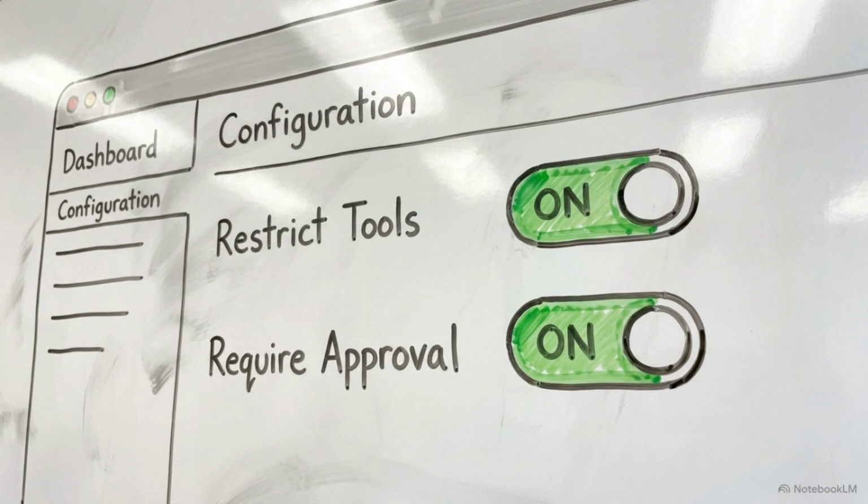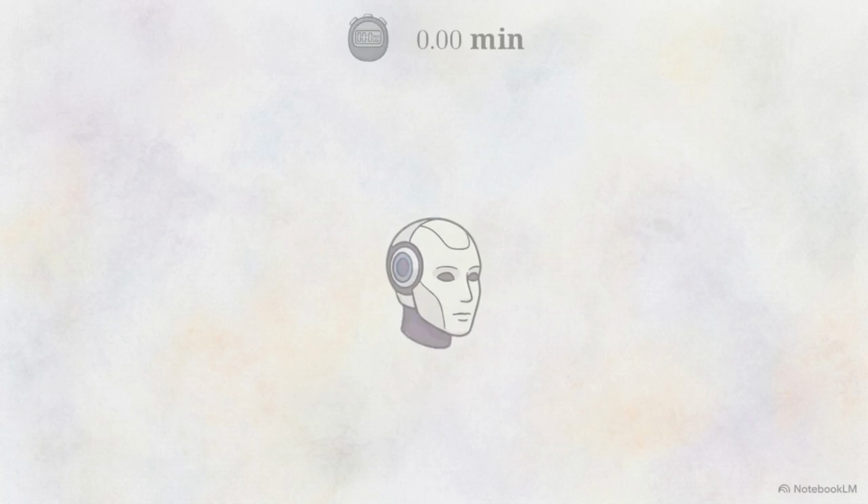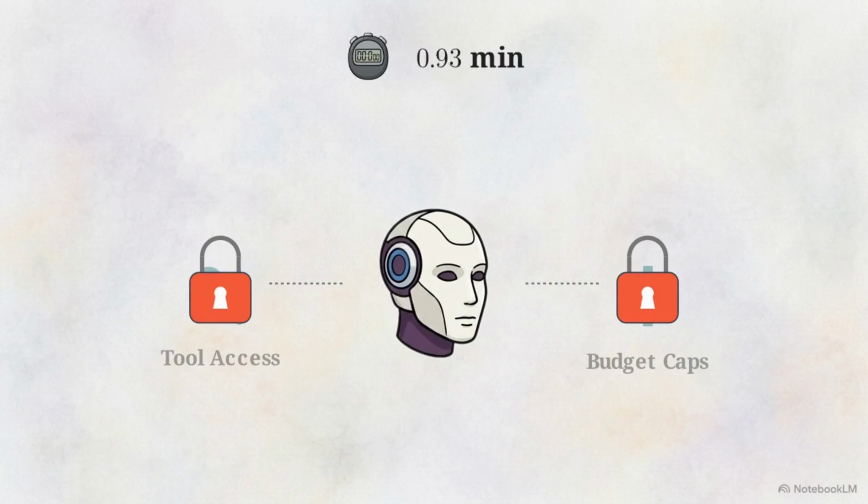But putting an autonomous agent into your company's communication hub requires strict guardrails. We're going to deploy this agent into a private, sandboxed channel, lock down its tool access, and set strict budget caps, all in under 5 minutes.